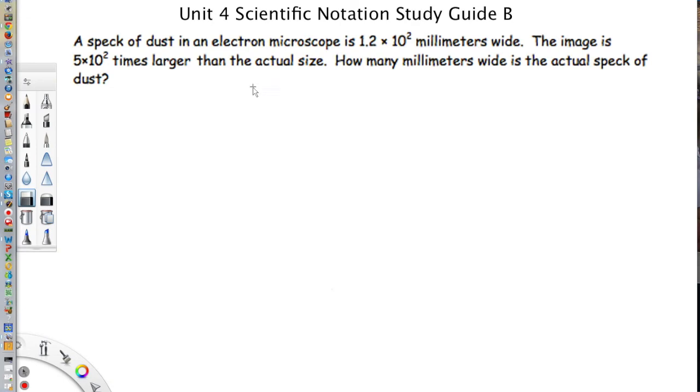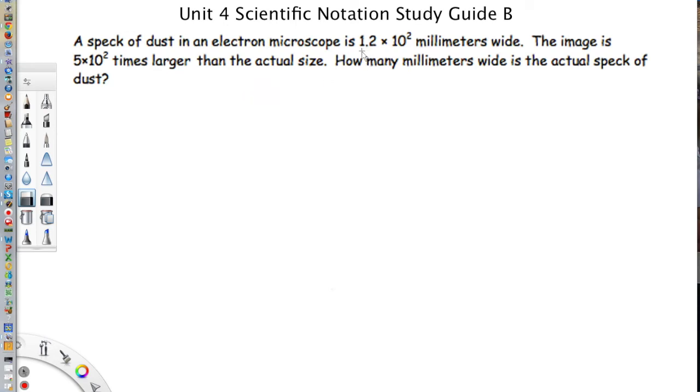Okay, boys and girls, let's take a look at our last two word problems from the study guide. Here we have a speck of dust in an electron microscope that is 1 2/10 times 10 to the second power millimeters wide. The image is 5 times 10 to the second power times larger than the actual size. How many millimeters wide is the actual speck of dust?